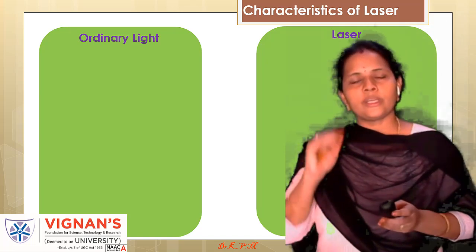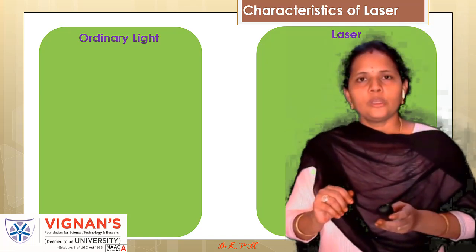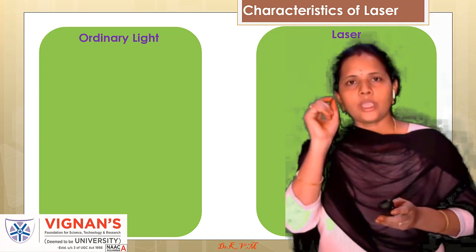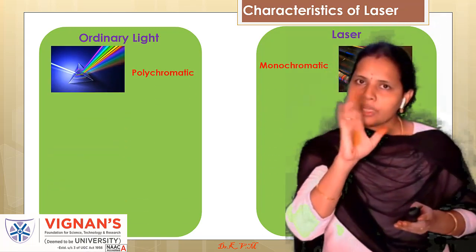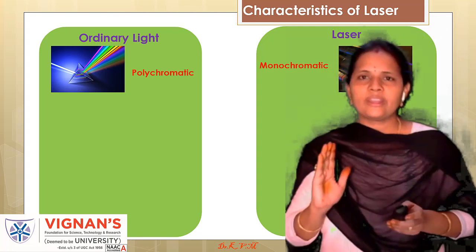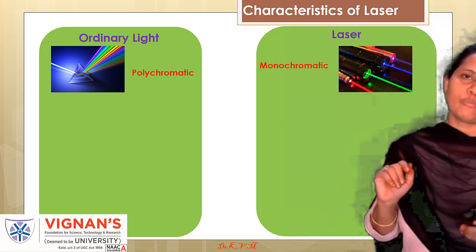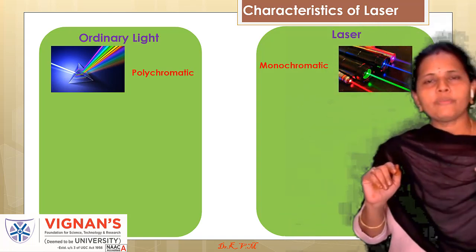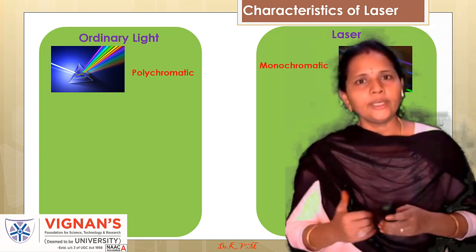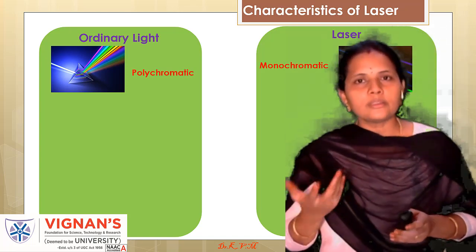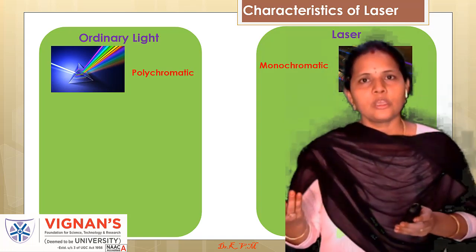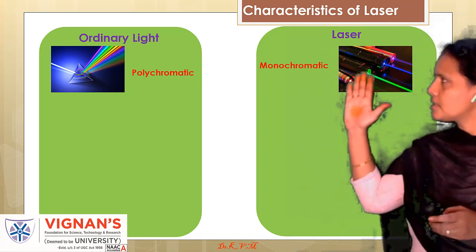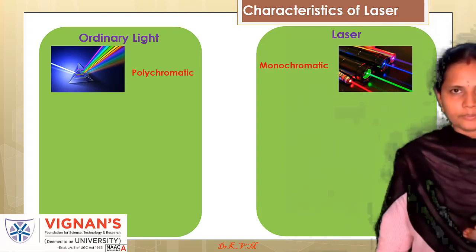First, imagine one laser pointer. So you can see only one color. That means it produces only one wavelength. Hence, we can say the laser is monochromatic. But from our childhood onwards, we know that ordinary light consists of VIBGYOR. That means many colors. Hence, ordinary light is polychromatic light.